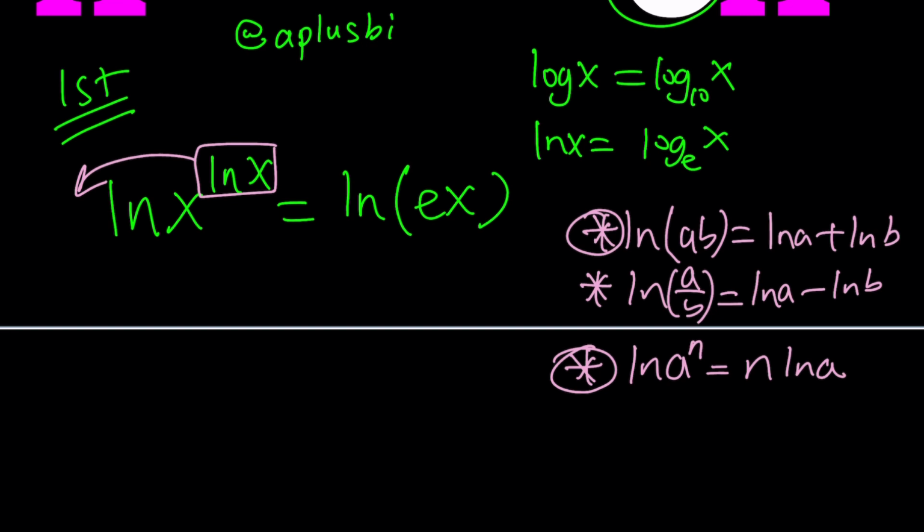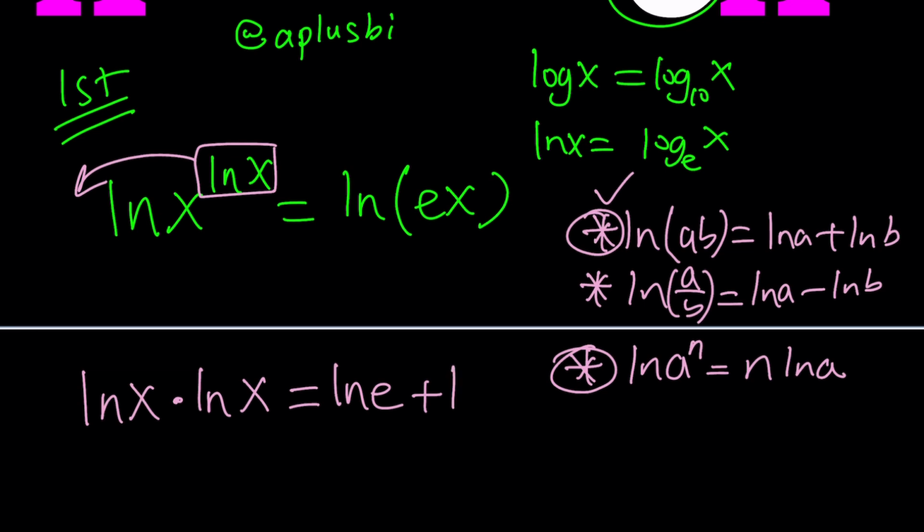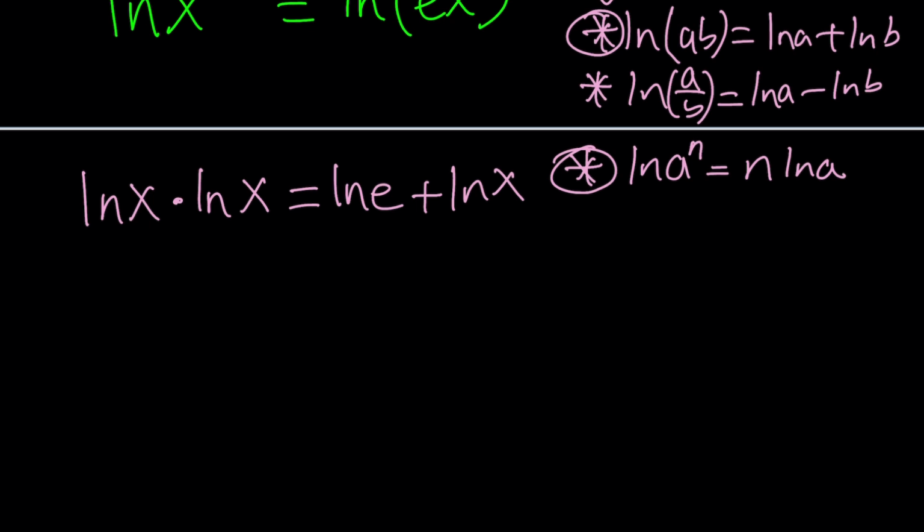You're going to get something like ln x times ln x, because that's the power, equals, here we can apply the first property, which is the product property, and write it like this. And now notice that ln x is repeated, so that is ln x squared, right? And then ln e is 1, because remember, that is log e with base e, so that will be 1 by definition, and this is just ln x.